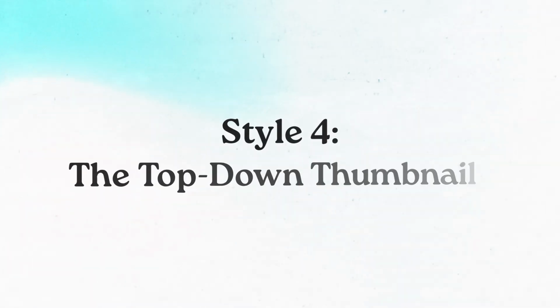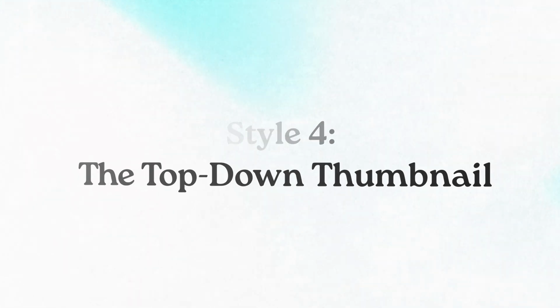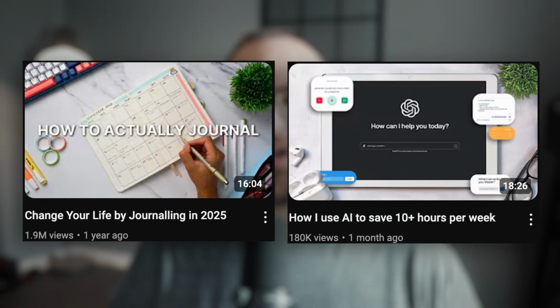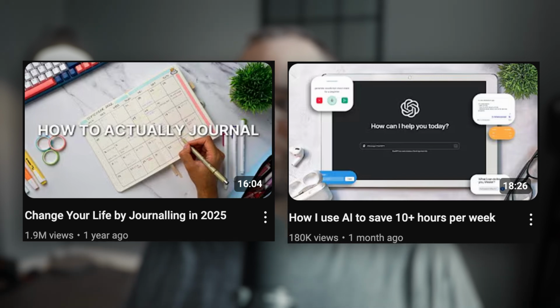So the next style would be the top-down thumbnail style. And so this is a clean, aesthetically flat lay, super popular style on YouTube for productivity creators or technology or anything like that. So here are 2 examples from Ollie's channel, one from a month ago, one from a year ago. And he has basically just a top-down shot. So you lay down something on a desktop, you have your camera up above it.